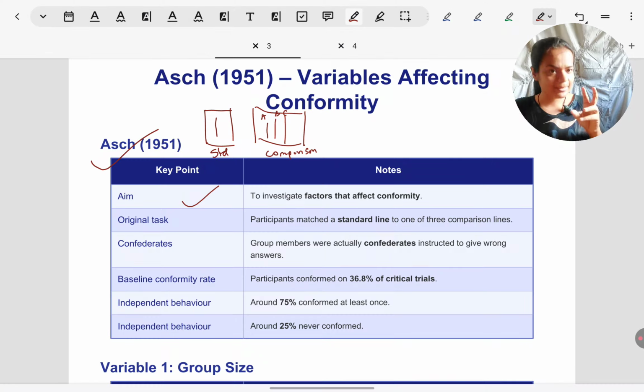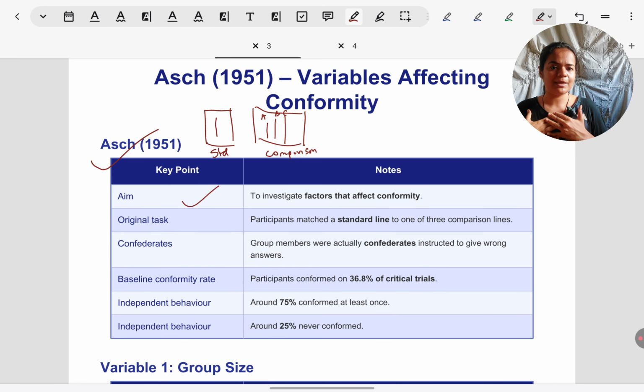Asch had deliberately designed the trials in a way that the genuine participant's turn to answer would come either last or second last. Before them, most of the assistants would answer. So before the naive participant could answer, he would see that most of the other people are giving the wrong answer. For example, let's say they all are saying C is the correct line, which is matching with the standard line.